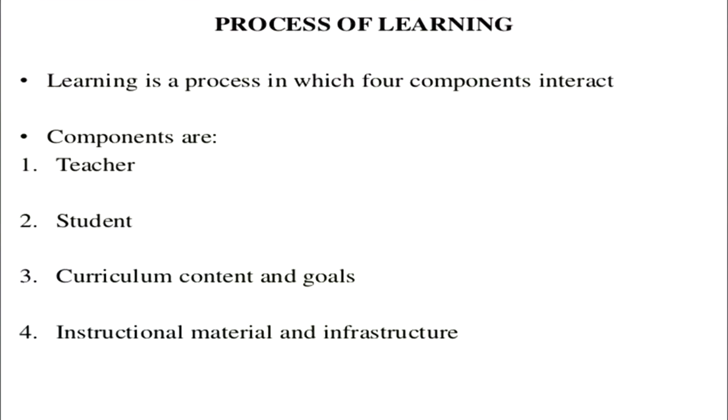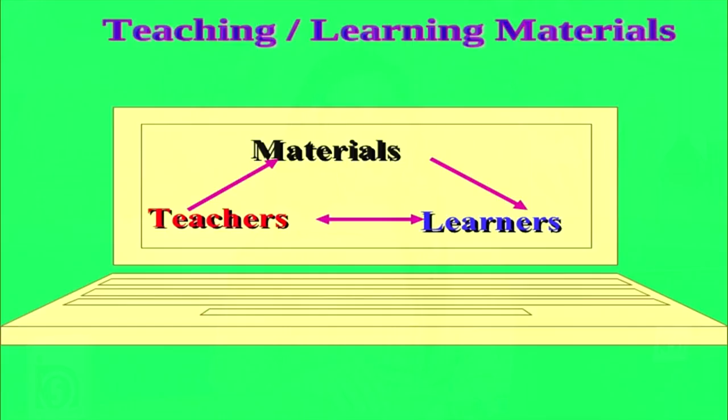Learning is a process in which four components interact, and these components are teacher, student, curriculum contents and goals, and the last one is instructional material and infrastructure. As our fourth point is instructional material, so today our topic is on teaching aids or TLM. As it is clear from this slide, materials, teachers, learners, all three are interrelated with each other.